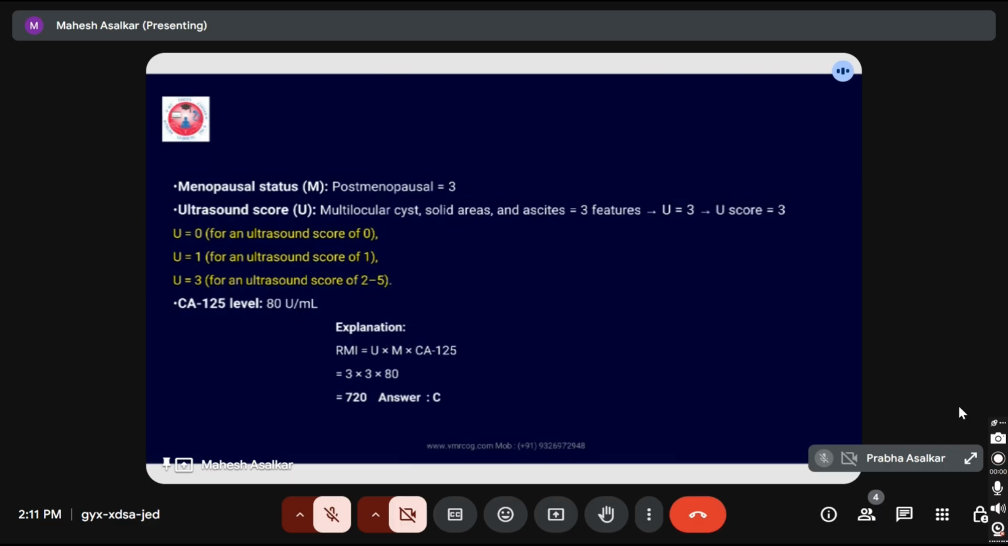Remember, okay. So ultrasound score is 3, menopausal score is 3, and CA-125 is 80. The product of all these is 720. So the answer is C, 720.